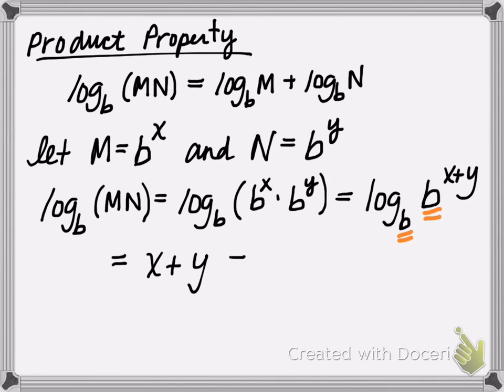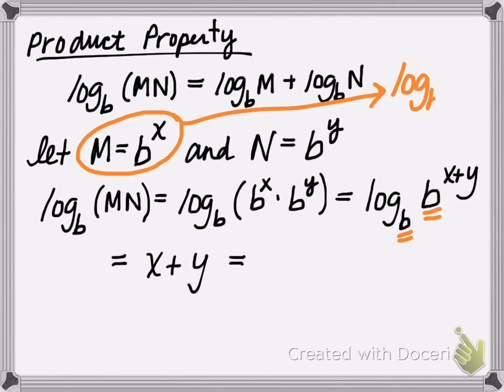So now we need to figure out what x is. If we go back to our original let statement, we said let m be equal to b to the x power. If you take this statement and rewrite it in logarithmic form, that would be the same as saying log base b of m is equal to x. So now we know that x is actually log base b of m.